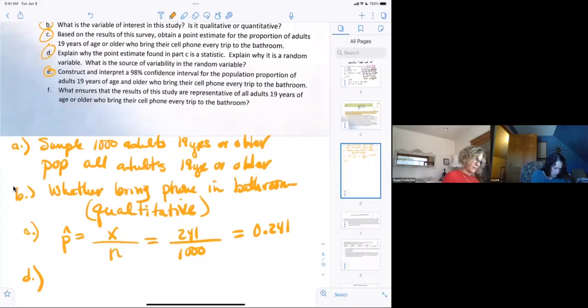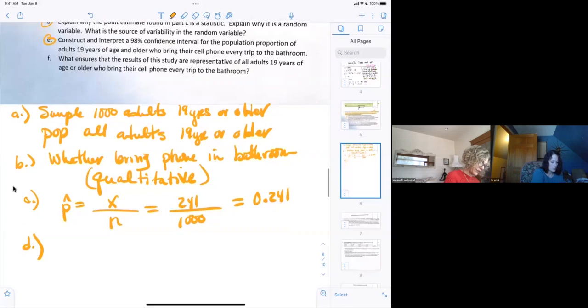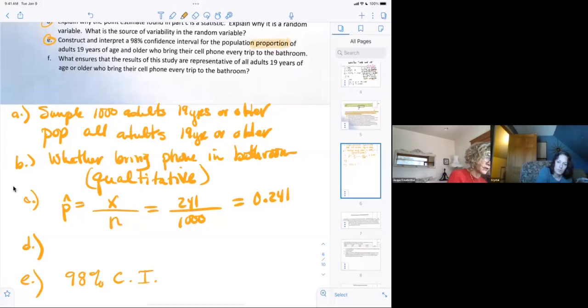Okay. Part E. So you take your own notes on that. I'm not going to take the time to write it down just because this is way too short of a class. All right, construct and interpret a 98% confidence interval. So we have a 98% confidence interval, and then I immediately ask, what am I making a confidence interval on? Is it a mean or proportion? It says construct and interpret a 98% confidence interval for the population proportion. So I know I'm saying for P.